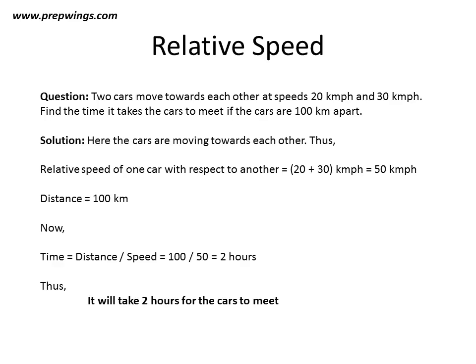So applying the formula time equal to distance upon speed. Because the fundamental formula of time, speed, distance is distance equal to speed into time. So time will be distance upon speed. Distance is 100 km and relative speed is 50 km per hour. So if we divide distance upon speed, we get time as 2 hours. Thus it will take 2 hours for the cars to meet.